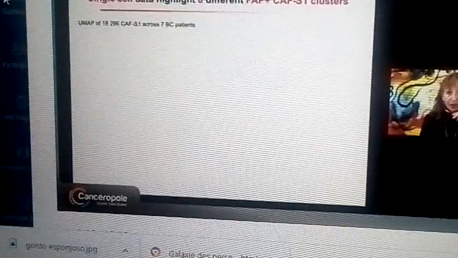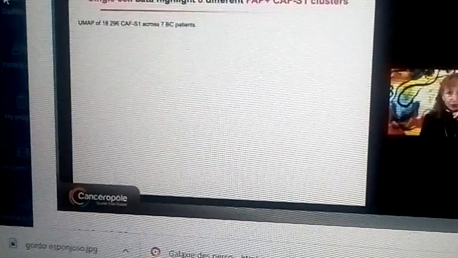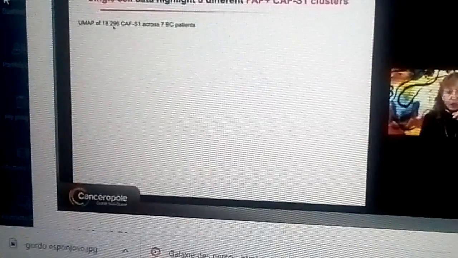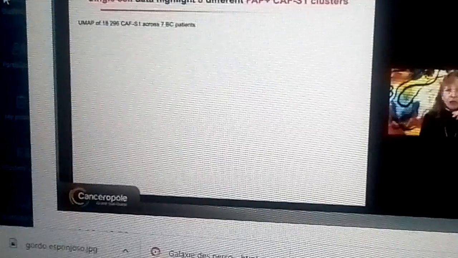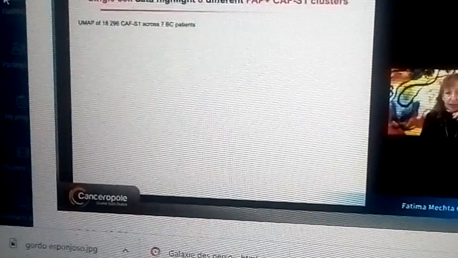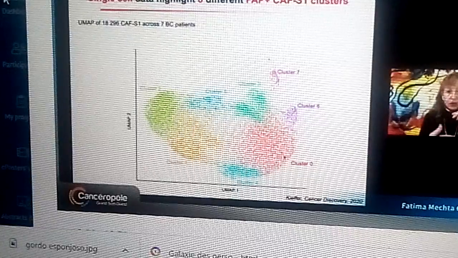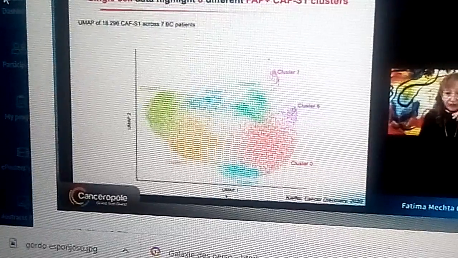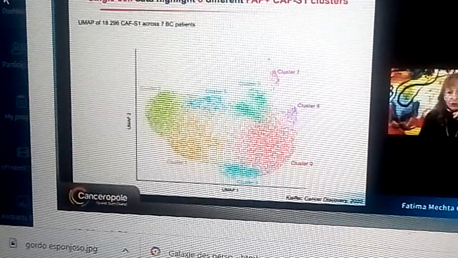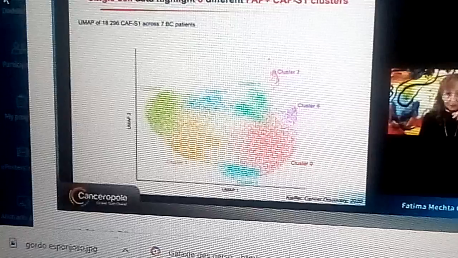And indeed, we found 8 different FAP-positive CAF-S1 clusters in breast tumors, and we analyzed more than 18,000 CAF-S1 fibroblasts isolated from 7 breast cancer patients. As I said, we identified 8 different clusters, highlighted here by this UMAP analysis and the differential expression of the different genes characterizing each of these cells.